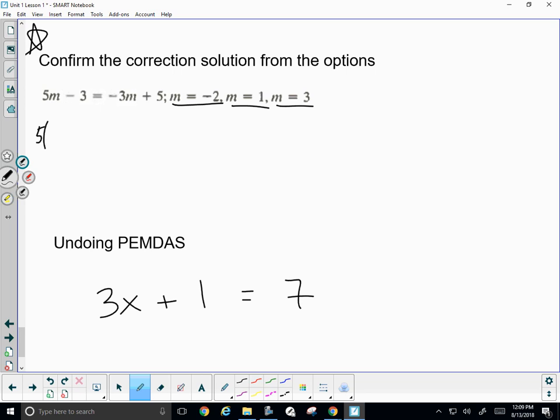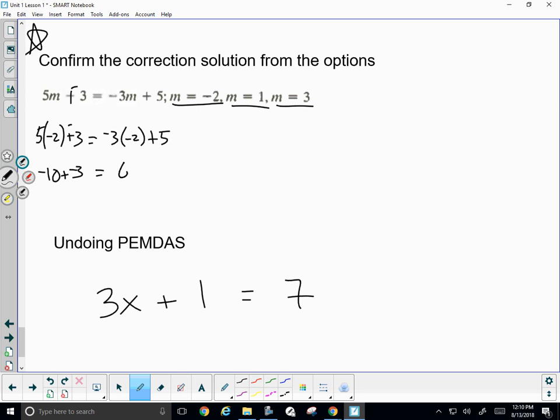I can plug in -2, and let's see if m is equal to -2. And whenever I substitute in, we want to use parentheses. I'm going to get rid of this subtraction, add the opposite. Positive times a negative is a negative.